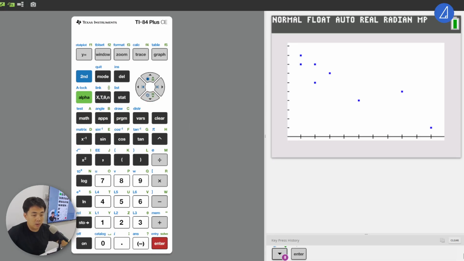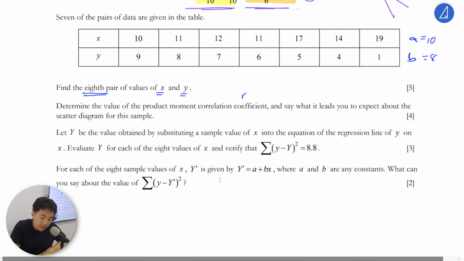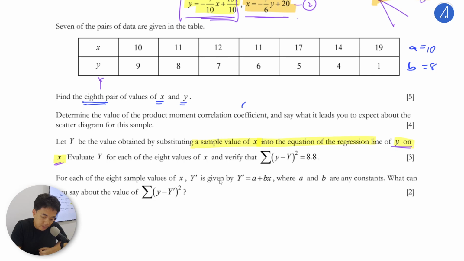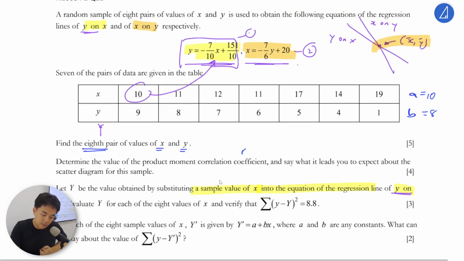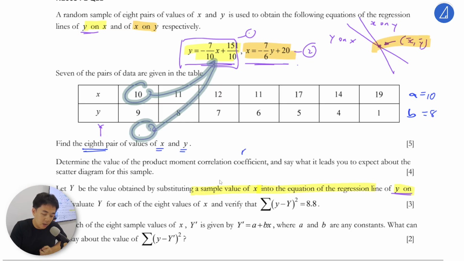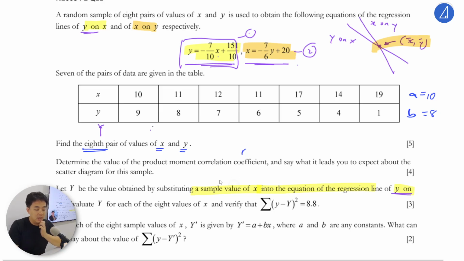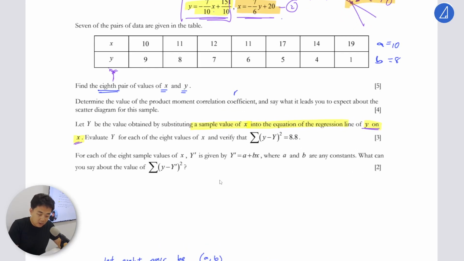For this case, Y is the value obtained by substituting a sample value of x into the equation of the regression line of y on x. So basically, you're using y on x. Eyeball this one, there's a capital Y here. This Y value, you just substitute this 10 into this equation, then you pick out the value. Same thing, you take this one, put it inside here, and pick out the value. So essentially you just keep substituting in and evaluate all these values. That's all. Evaluate Y for each value of x.